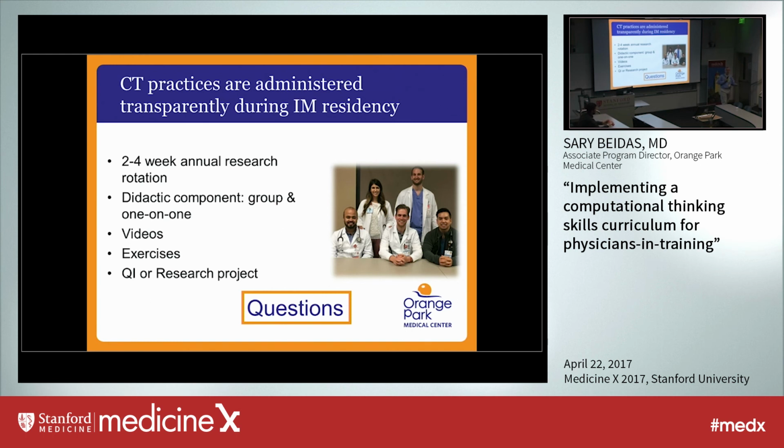I've developed some videos and they take them, they look at them, and they come back and we try to figure out what is their gap, what do they understand, what do they not. But again, the most important thing is this stuff has to be relevant. They have to work on a project that they're assigned to, that they're interested in, so that they learn this stuff. Any questions?